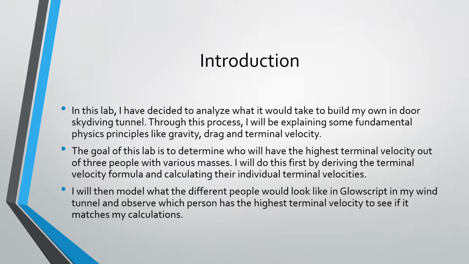I will accomplish this in 2 steps. I will first do this by deriving the terminal velocity formula from our known forces acting on the person in the wind tunnel and calculating this value for each of the 3 people. Following this, I will verify my answer by creating a computational model of what the 3 people would look like in the wind tunnel and observing who had the highest terminal velocity. Both of these steps will be done in GlowScript. At the end, I found that the higher your mass, the higher your velocity will be.